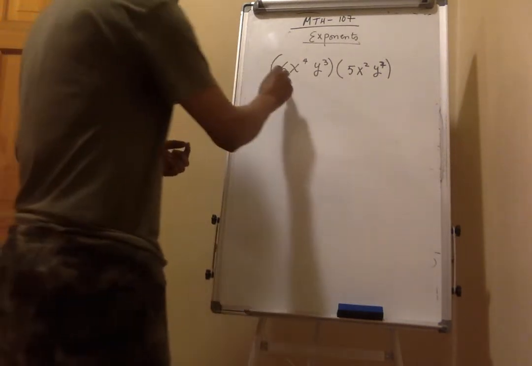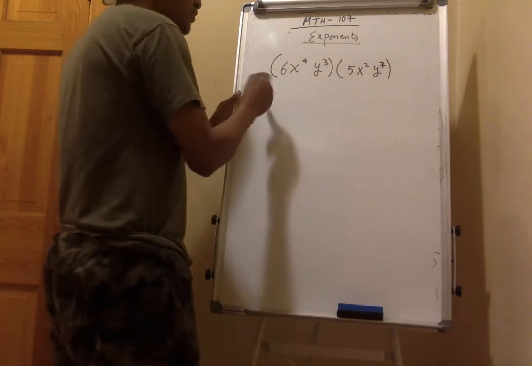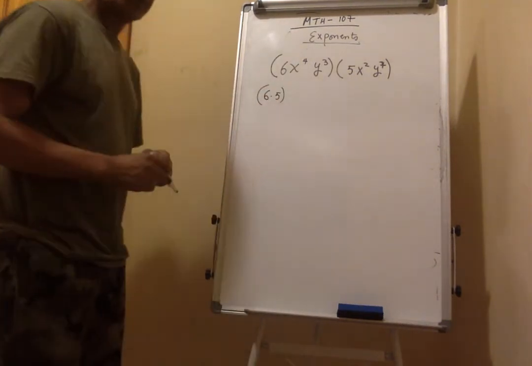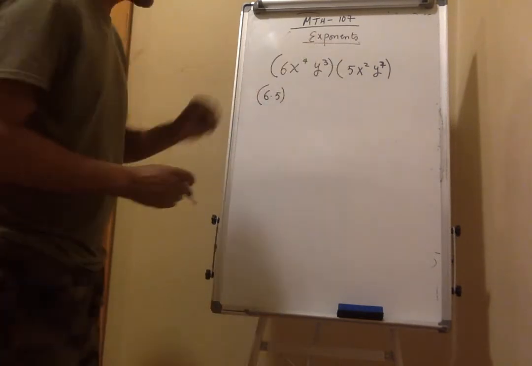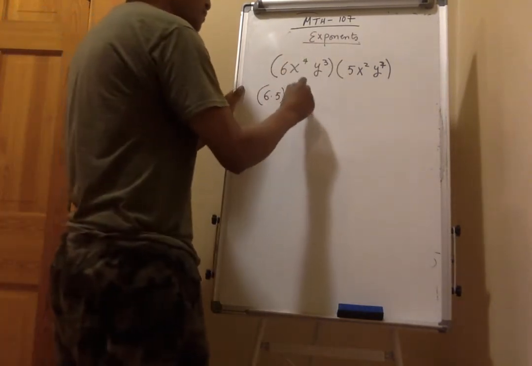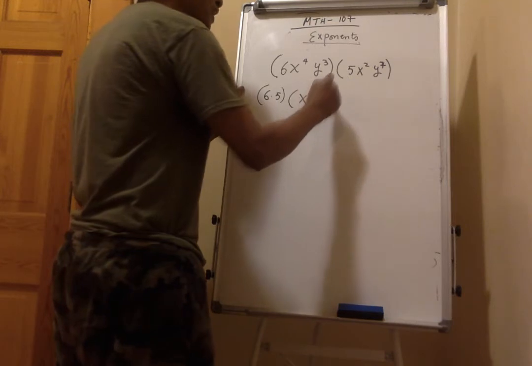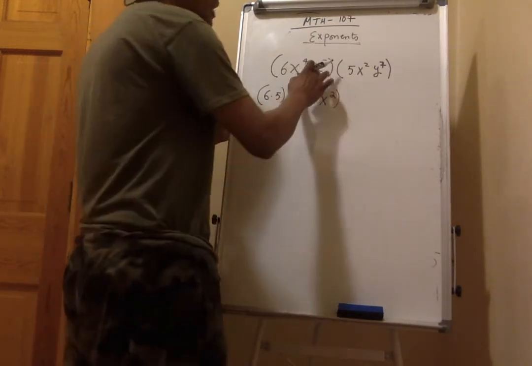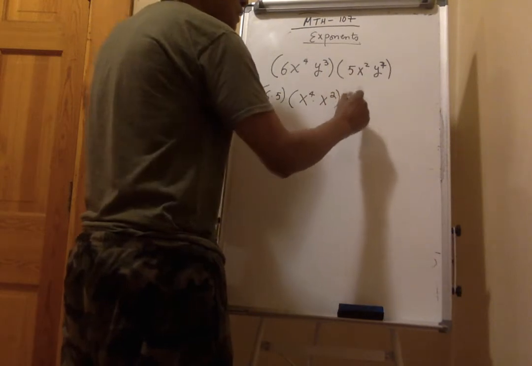So I have 6 and 5, so this is 6 times 5. I have x to the 4th and x to the 2nd, so I have x to the 4th times x to the 2nd. I'm combining like terms. Y to the 3rd and y to the 7.